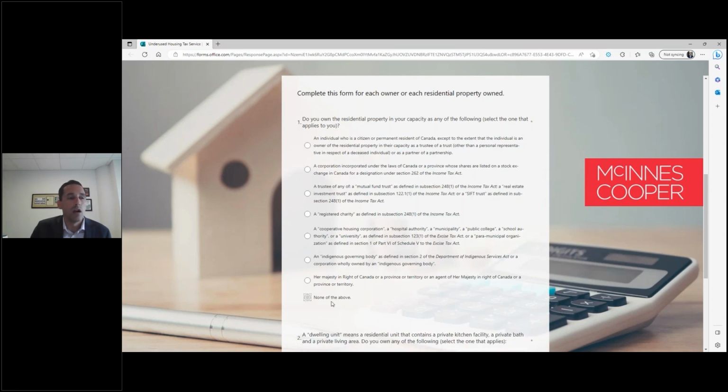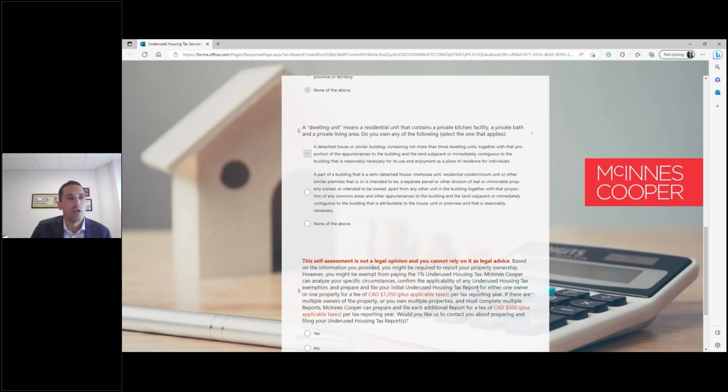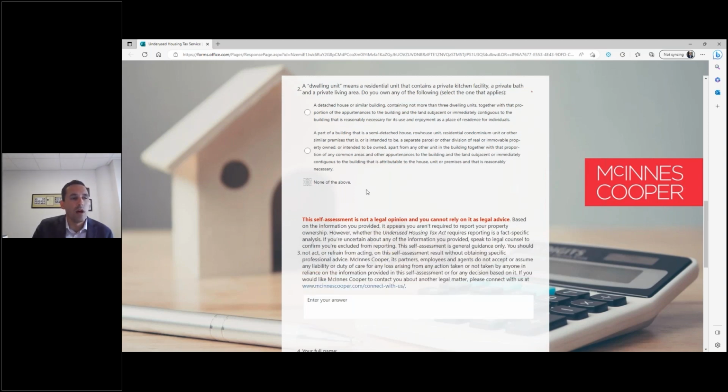And if you are an affected owner, you'll get prompted with a second question that asks, is this residential property under the Act? So if you had a detached house or similar building, then you would click that and it would spit out the option for McInnes Cooper to assist, but at least our clients can check to see if they require reporting. Just like the previous question, if you state none of the above apply, you don't actually own residential property, and therefore reporting is most likely not required.